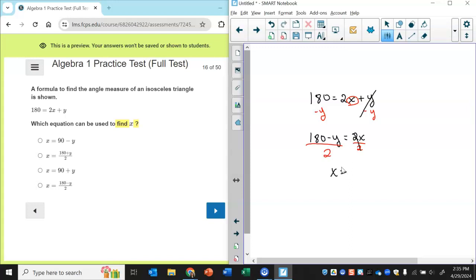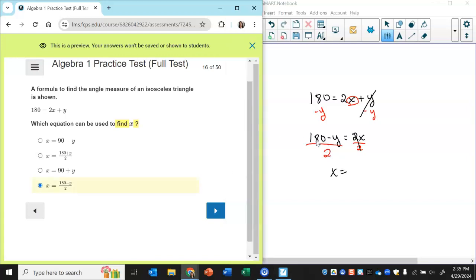So you have x equals, I think they're leaving it this way. Yeah, right here. It could also be simplified, so 180 divided by 2, which is 90, and then so on. Okay? But anyway, that's how it is. So subtract y on both sides, and then divide by 2.